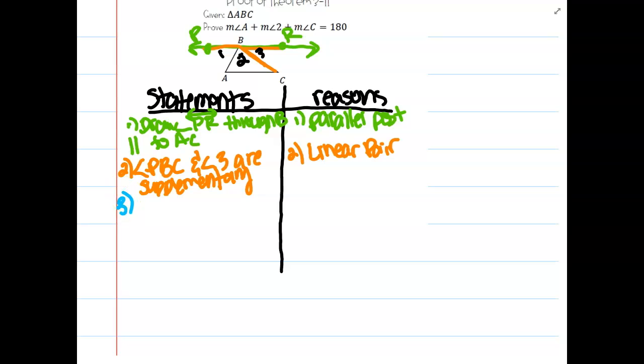Now, since they are supplementary, how can I take that a step further with that same idea? What does it mean if they're supplementary? They add to equal 180. So I can say the measure of angle PBC plus the measure of angle 3 equals 180. Great. How do I know the measure of angle PBC plus the measure of angle 3 equals 180? Yes, that's the definition of supplementary angles. Very good.